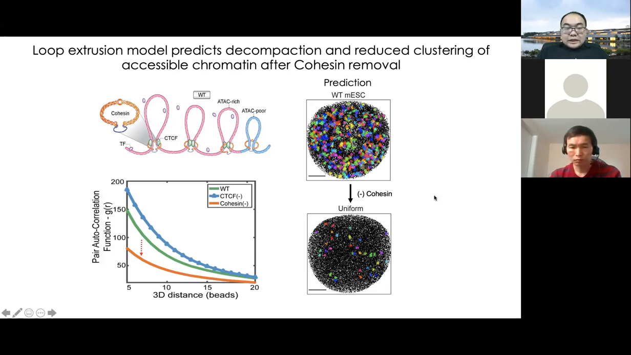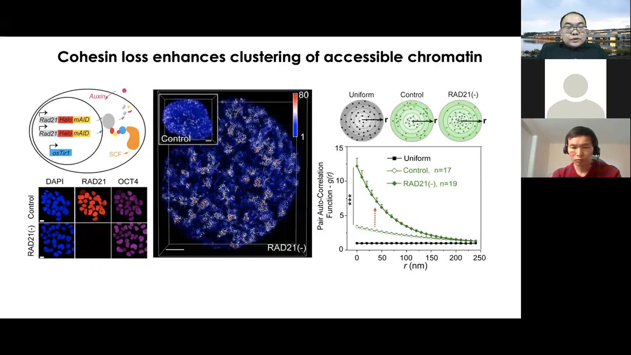So we decided to validate whether this prediction is true. We used the same strategy. We established a very rapid depletion system for the cohesin subunit called RAD21. This allows us to deplete RAD21 within 6 hours, and we do the ATAC-PALM experiments. What we found is that, in complete opposite to the model predictions, when we deplete the cohesin, we observe much stronger clustering of accessible chromatin in single cells.